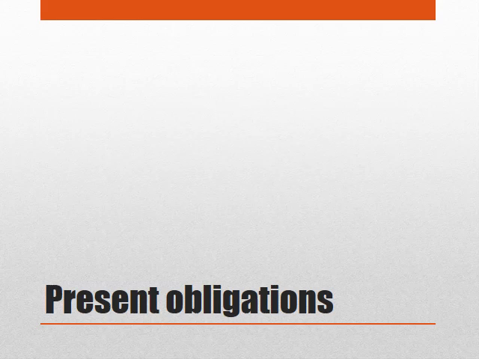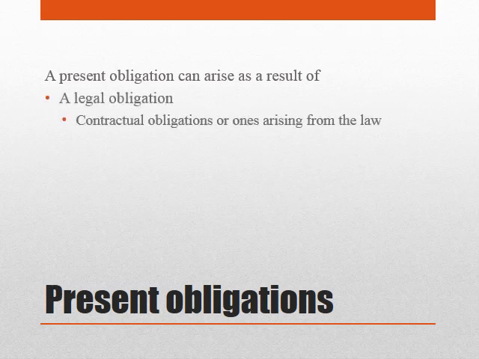Now, we've been talking about present obligations. There is a present obligation to a third party. What do we mean by this? Well, we're talking about something that has arisen perhaps as a result of a legal obligation. So it might be there is a contractual obligation or one arising from the law. So for instance, if I sell an item that doesn't meet the conditions of the Sale of Goods Act, then there is a legal obligation on my part to rectify that. Likewise, if I don't supply goods that I've entered into a contract for, again, there's a contractual obligation.